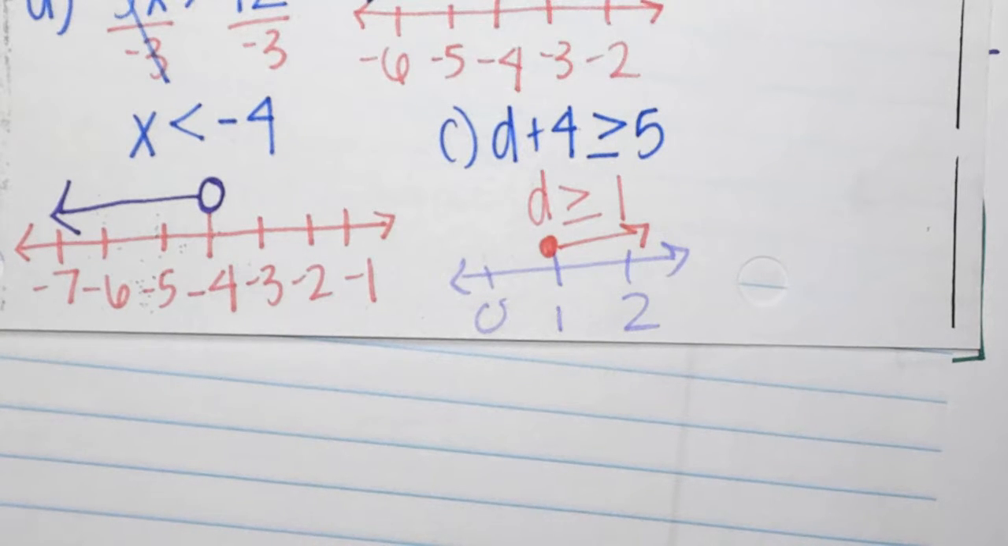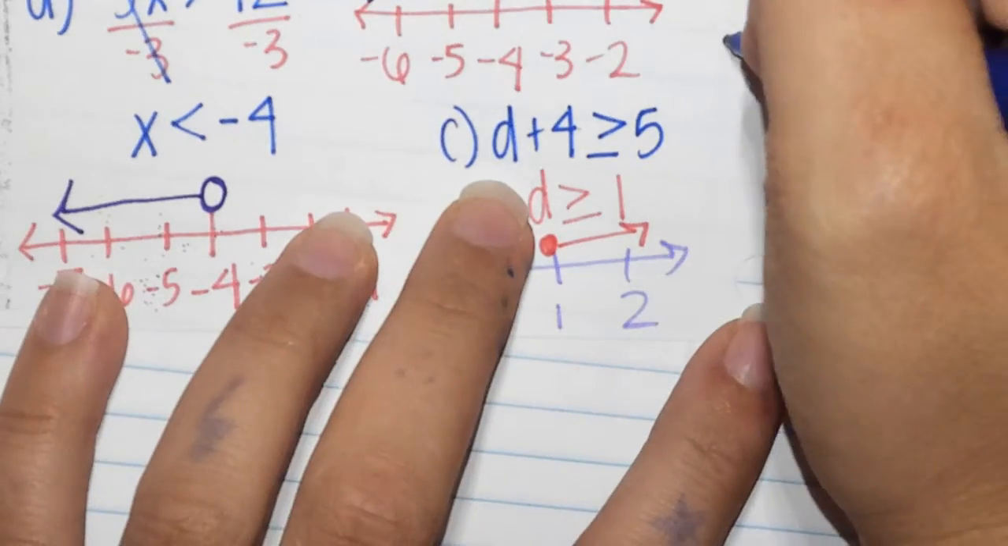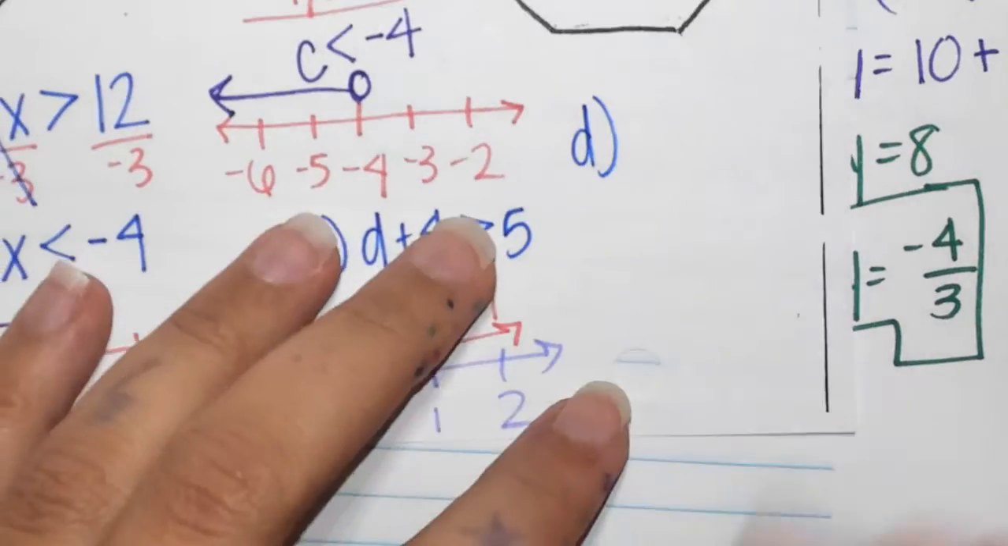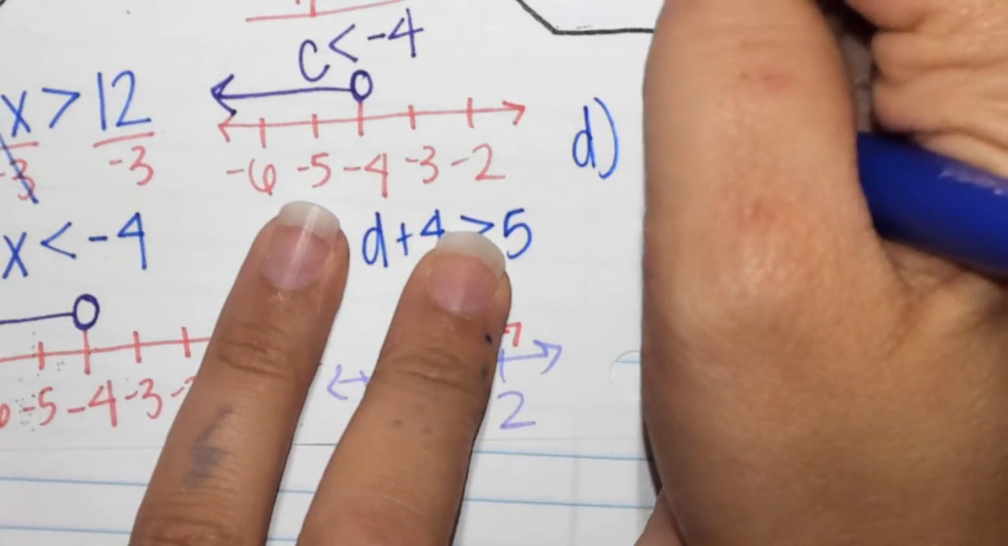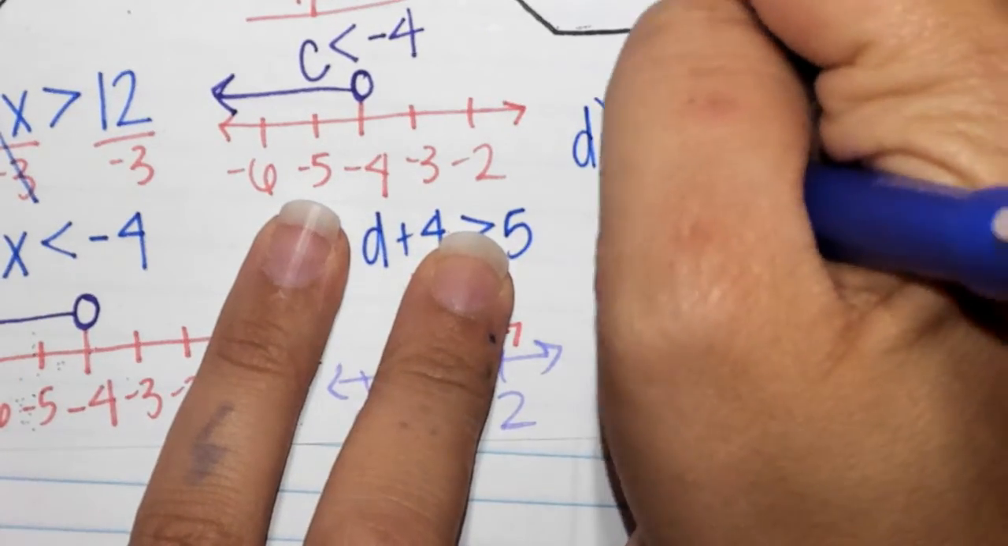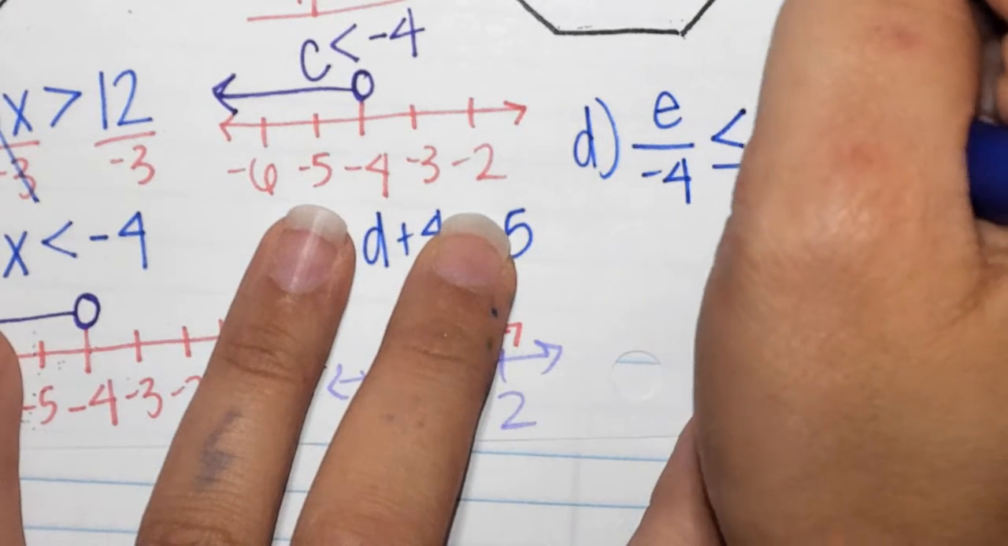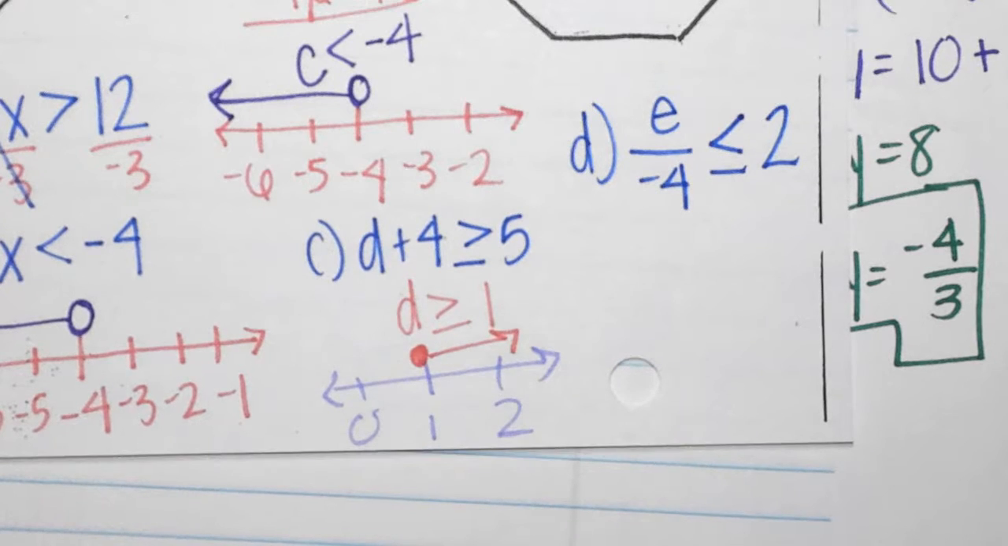All right, there's one more thing that I want to show you, and then we're going to have a little bitty thing that we're going to glue on the back, and we're going to talk about homework. So if I give you a problem like this one, and I say that e divided by -4 is less than or equal to 2. Can we do this on the back? Yeah, you can do it on the back, wherever you need room.